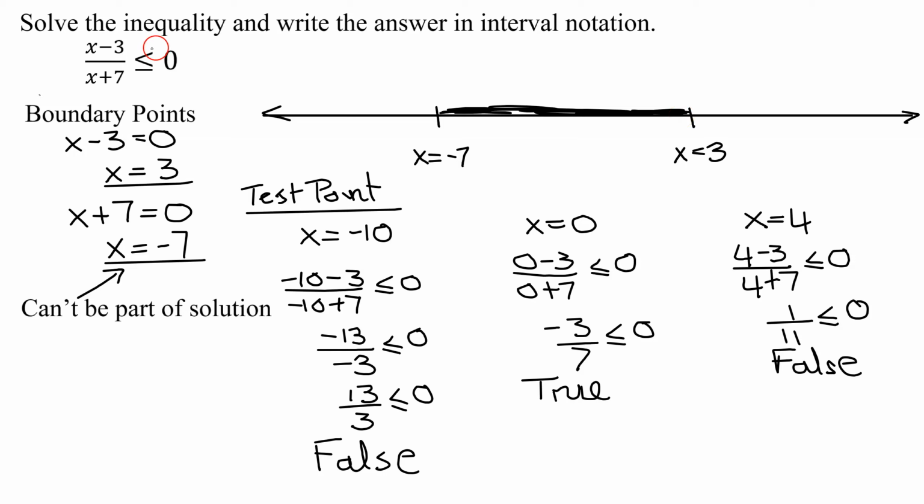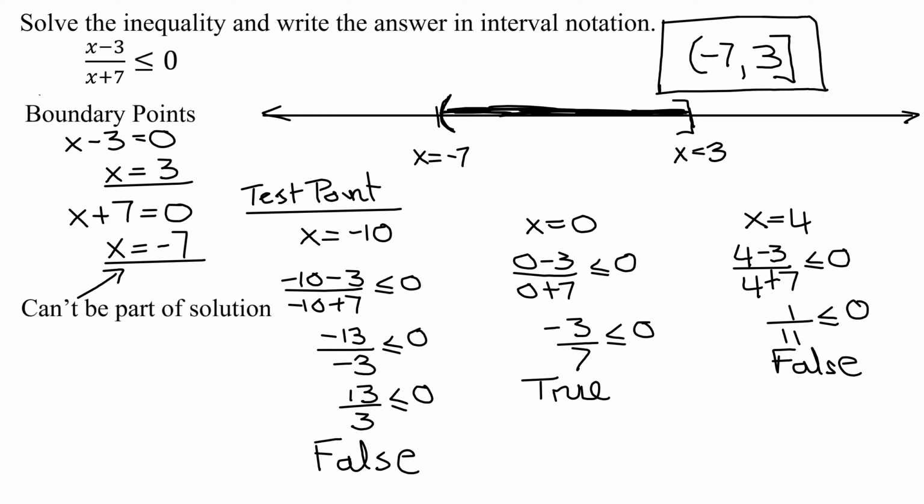And now be careful. This is a less than or equal to. We want to put square brackets on the end, but -7 cannot be part of the solution. So I'm going to have to put a parenthesis on the -7 and a square bracket on the 3. So this is a graph of our solution. And if I had to write that in interval notation, it'd be parenthesis, -7, comma, 3 with a square bracket. So that is the answer to this inequality.